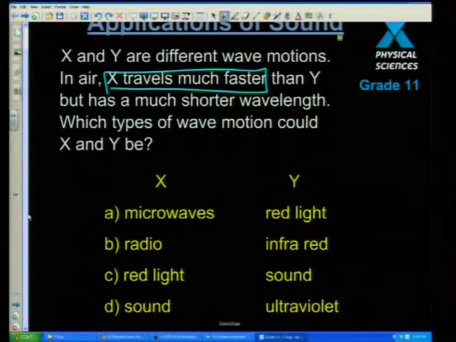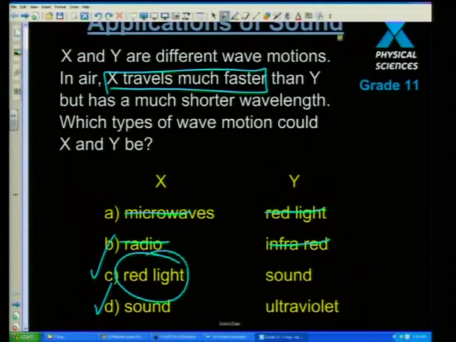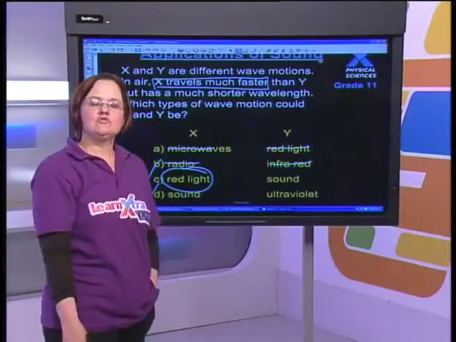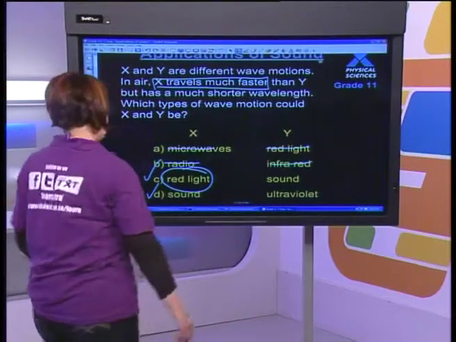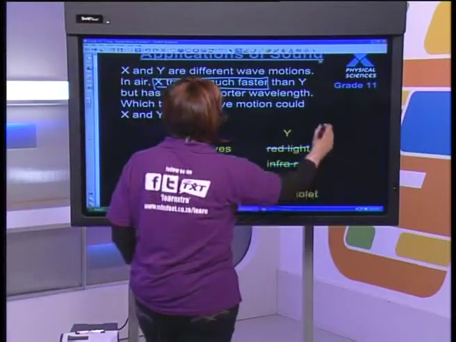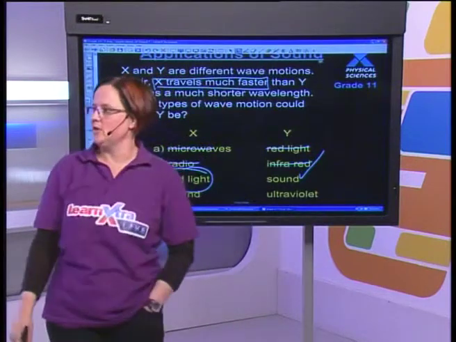First of all, it cannot be microwave and red light because they will travel at the same speed. They're both electromagnetic. It cannot be radio and infrared because they're also electromagnetic, which then means it can either be red and sound, or sound and ultraviolet, but X travels faster. X has to be the light because sound travels slower than light. So it has to be C, and I'm hoping people got that.